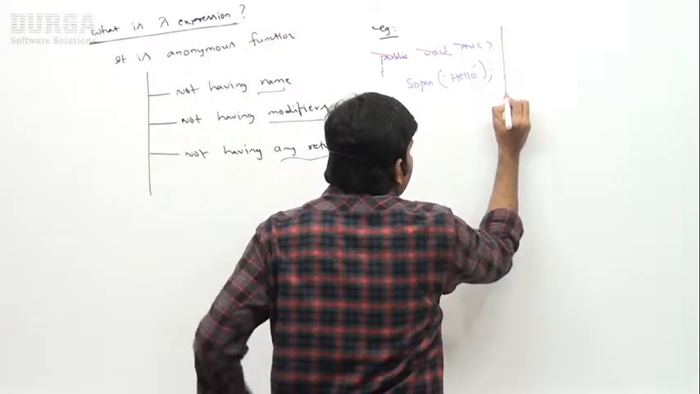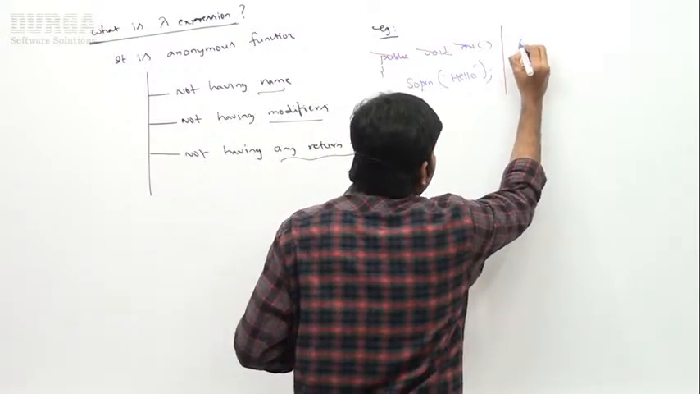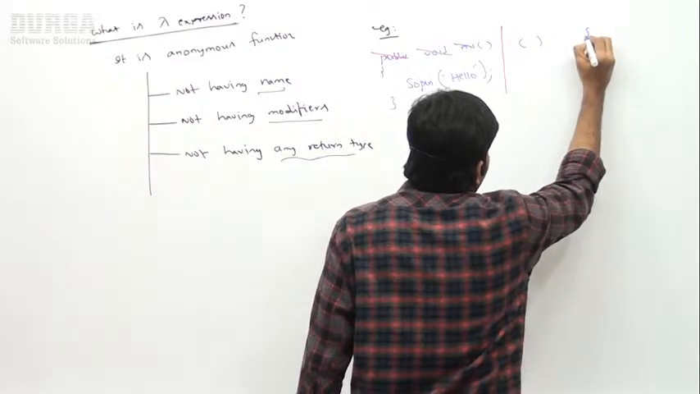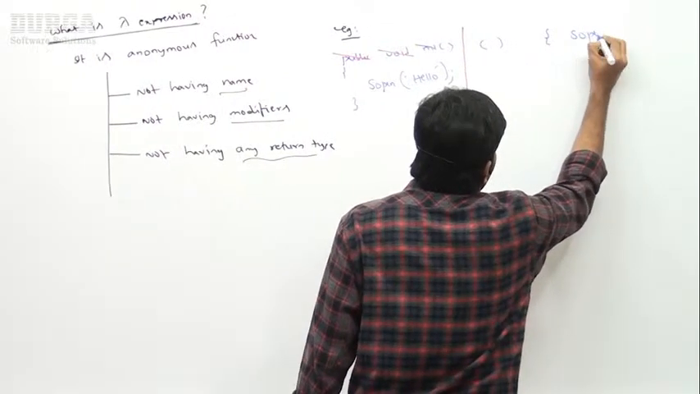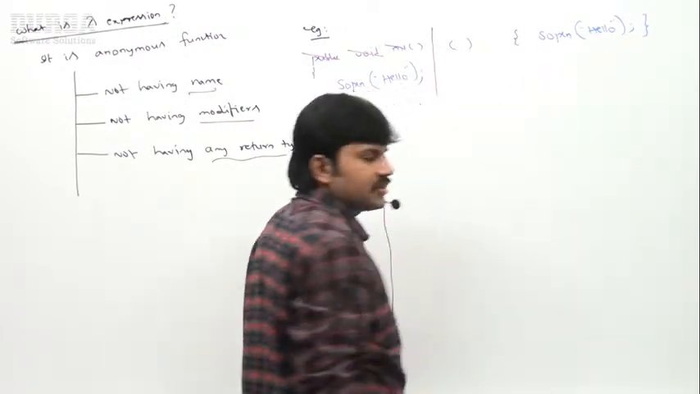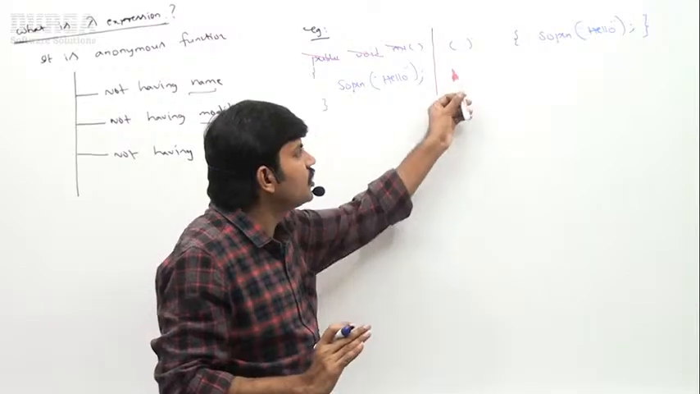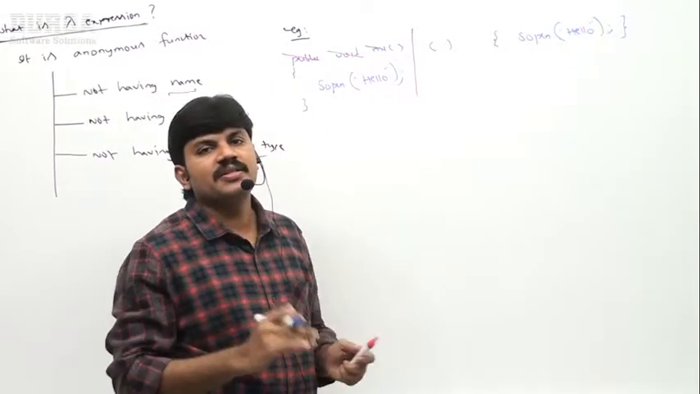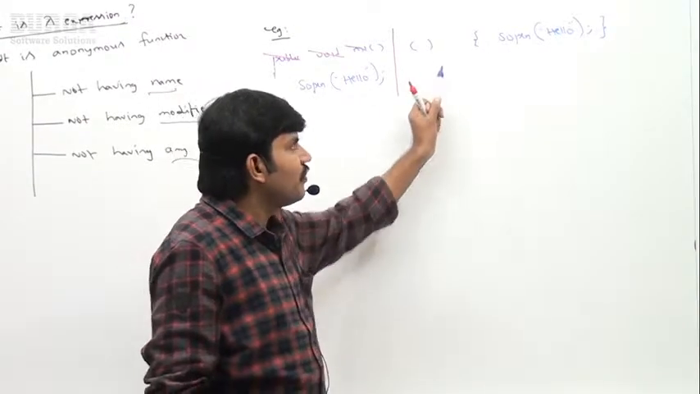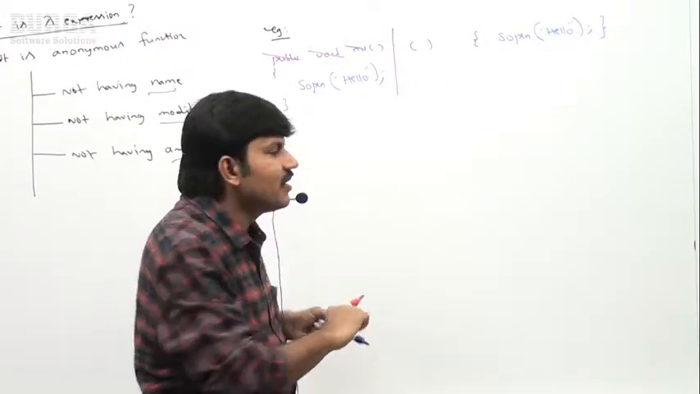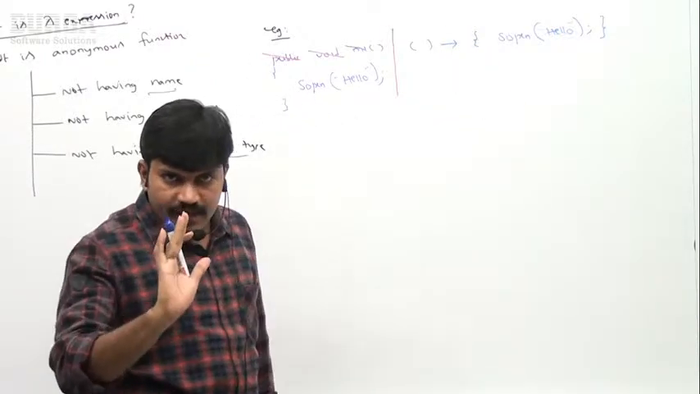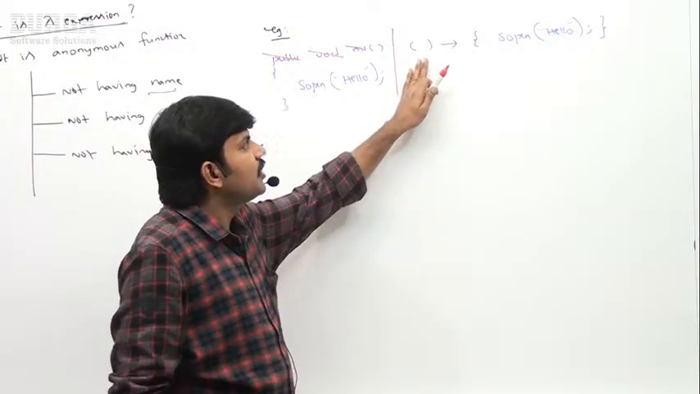Just observe that the remaining part is like this: curly brace open, system.out.println of hello, right? I want to convert this one into a lambda expression. Very simple, sir. Only one extra symbol I require to add, and automatically it will become a lambda expression. What is that symbol? It is just the arrow symbol.